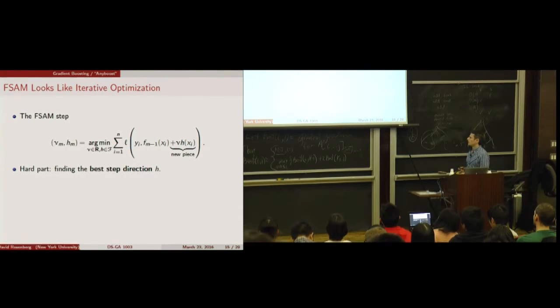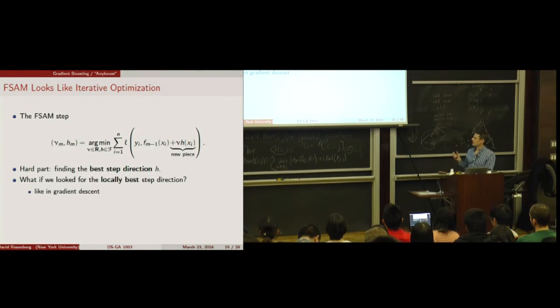So what if we said, all right, finding the best possible H is too hard? Because you have to find the H and then you can go an arbitrary amount in each direction. But what if we just restricted to asking for locally the best step direction? So what does that mean?